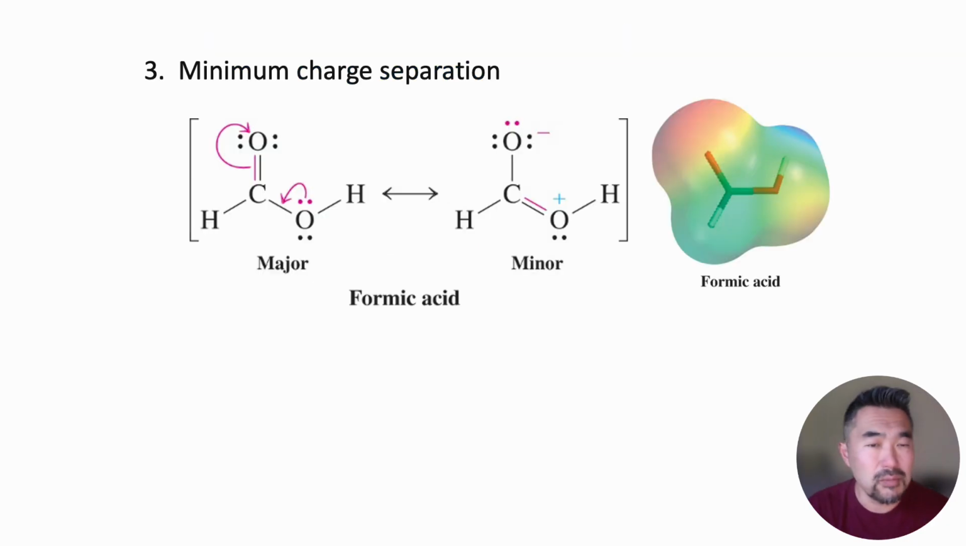The third rule would be the charge separation, where you consider the charge separation and you make it minimal. Okay, so how do you do that? Well, you pick the structure that has less, or maybe no, charge separations at all. You could draw both of these Lewis structures as valid Lewis structures for this formic acid.